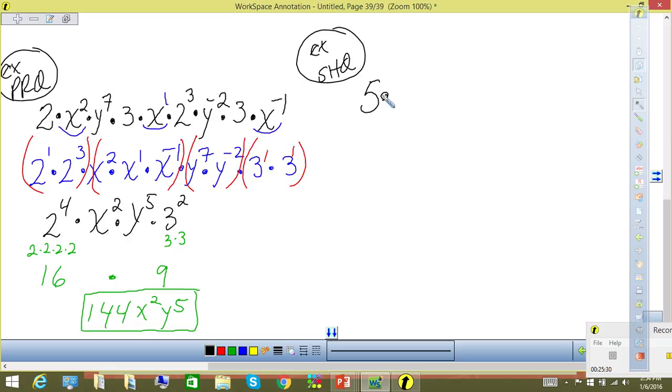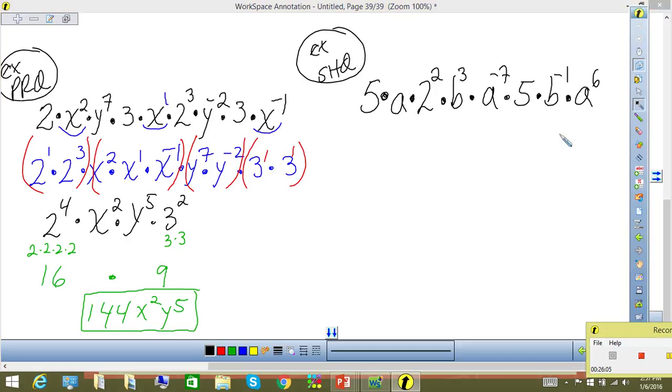5 times A times 2 to the second times B to the third times A to the negative 7 times 5 times B to the negative 1 times A to the 6. That's it. No, that's good. Copy that and simplify. Go. Okay, fine. There it is. This is B to the negative 1.